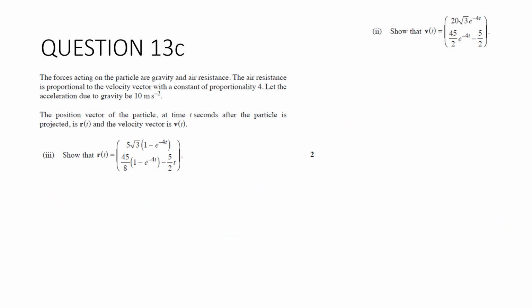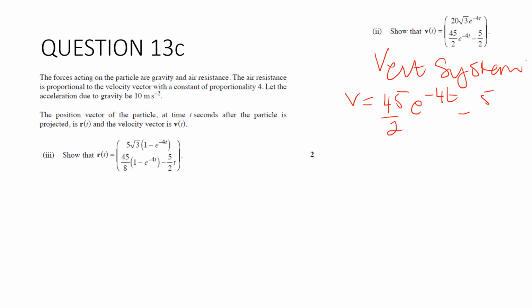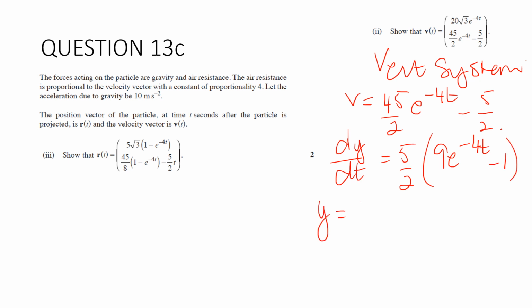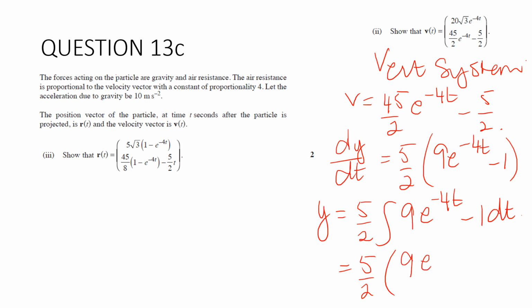Now let's work in the vertical system. So we have v is equal to 45 on 2, e to the negative 4t minus 5 on 2, and we want dy dt, so that will equal, I can bring that 5 over 2, 9 e to the negative 4t, take 1, and so y is equal to 5 halves integral 9 e to the negative 4t, take 1 dt is equal to 5 halves, brackets 9 e to the negative 4t on negative 4 minus t plus c.